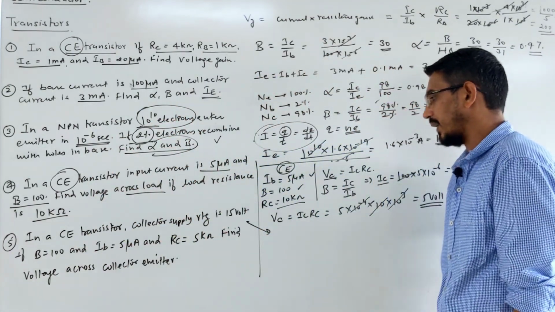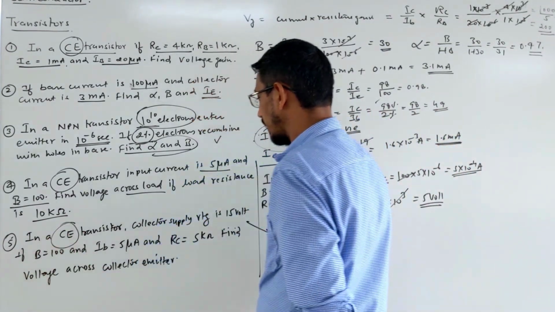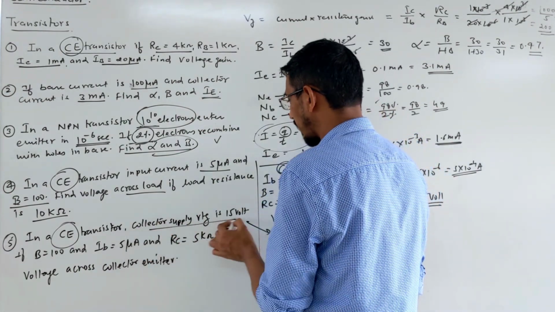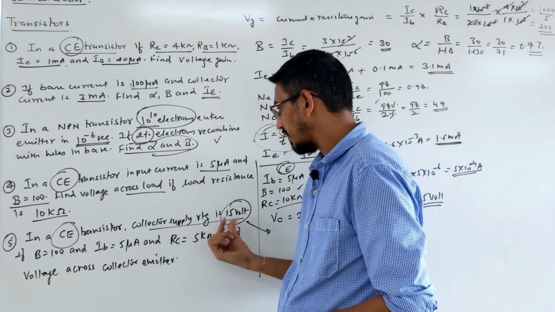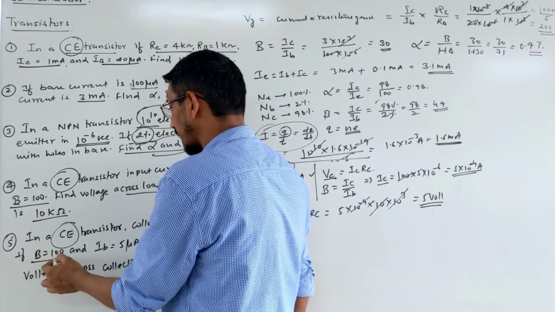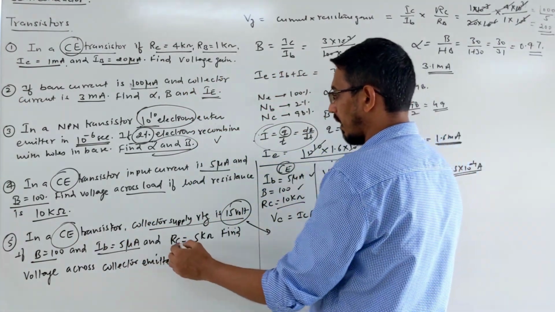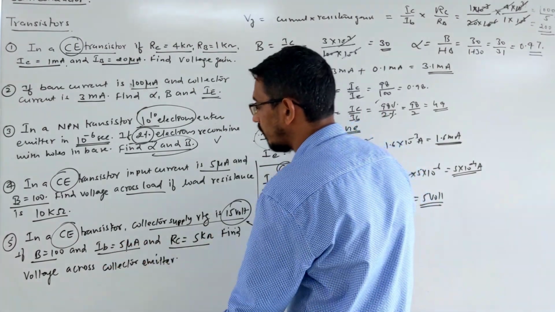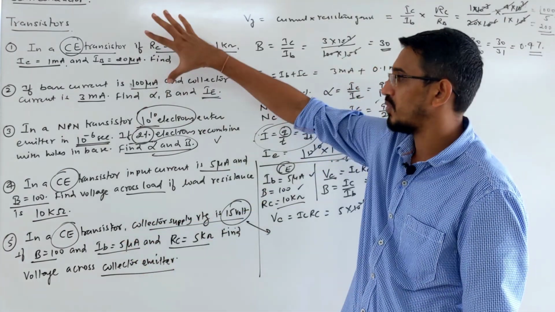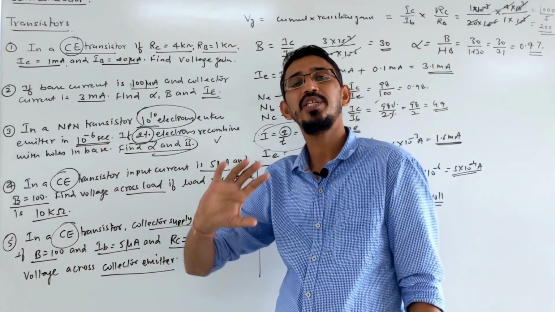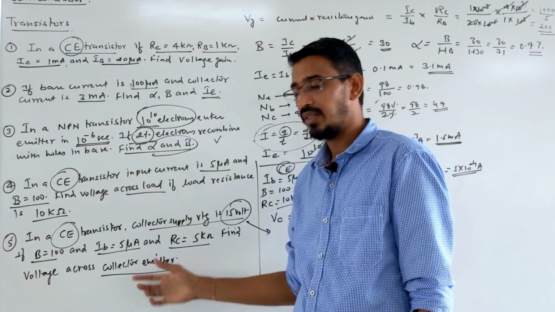Okay, let's see the last question. In a common emitter mode, the collector supply voltage is given. Collector supply voltage does not mean output voltage. It is the battery, the collector battery, which we call VCC. That battery is given. If beta is 100, the input current is 5 microampere and the output resistance is 5 kilo ohm, find the voltage across collector emitter. This question is different from the previous ones. It is generally asked in a picture format, with the circuit given, and I will discuss those after this, but here I am doing it directly.